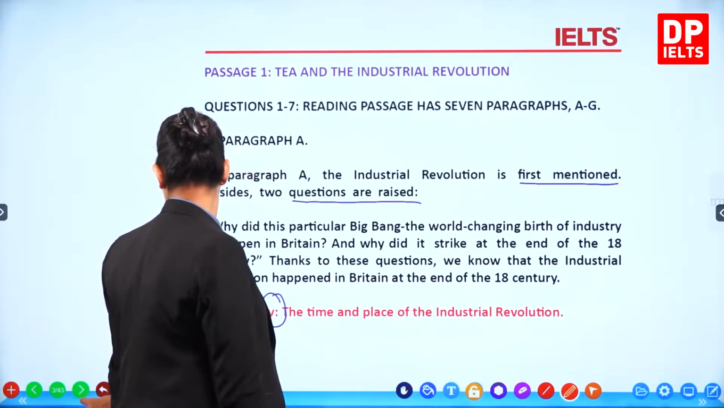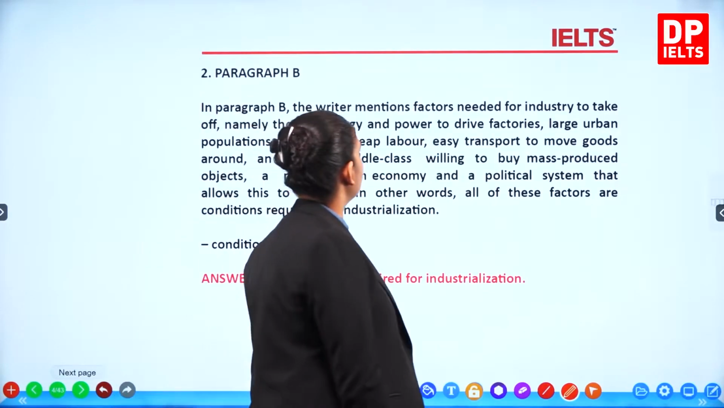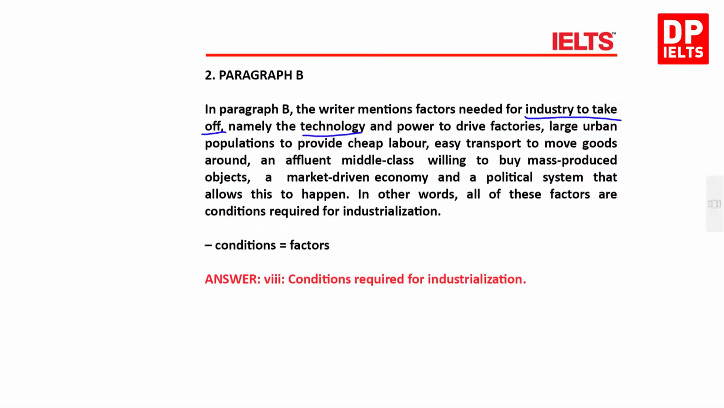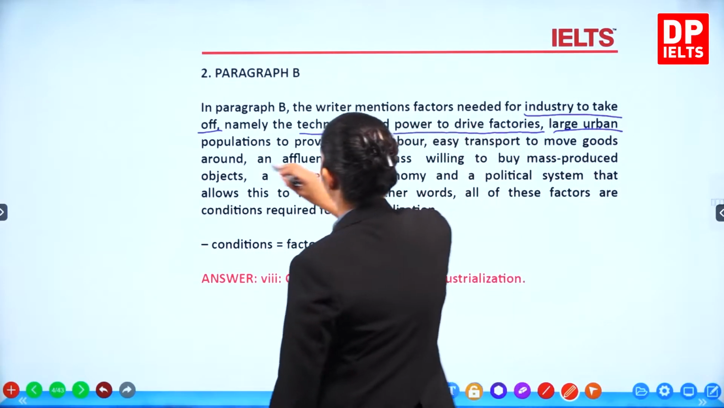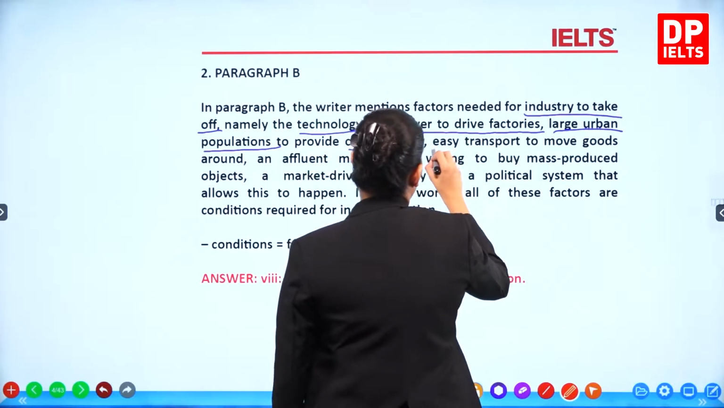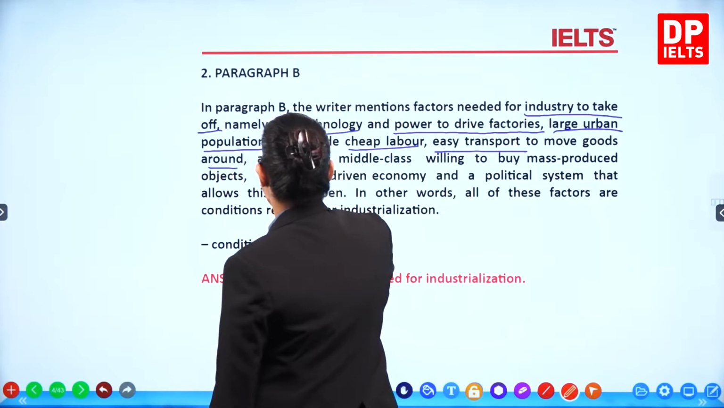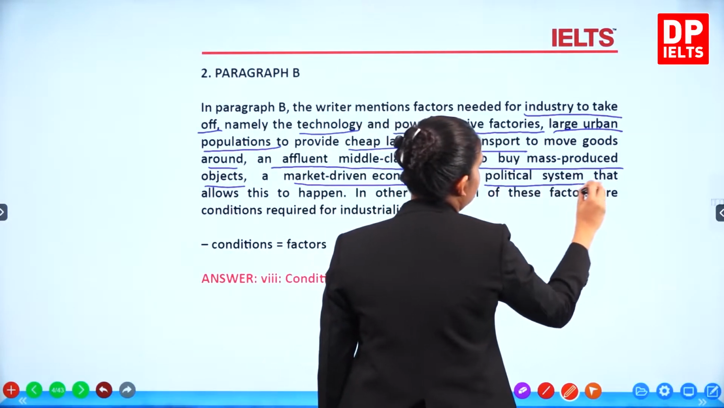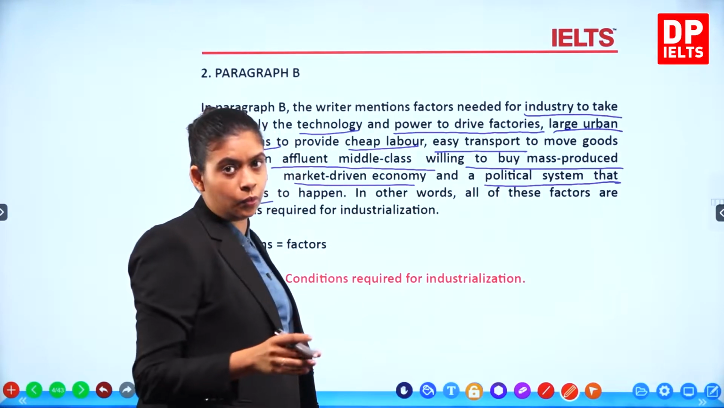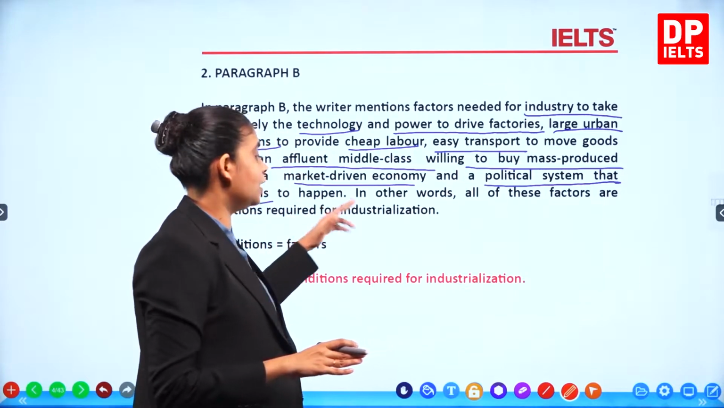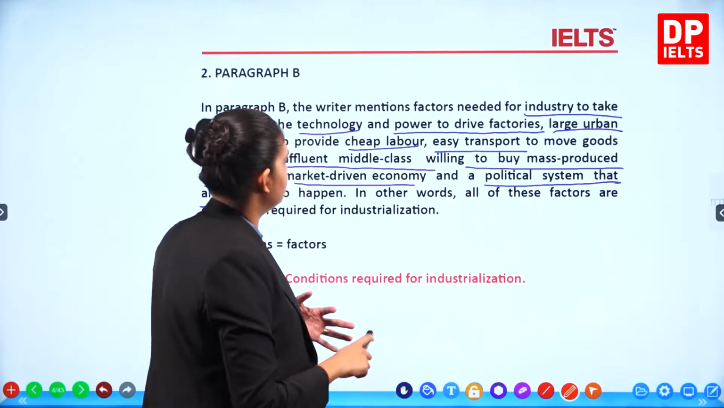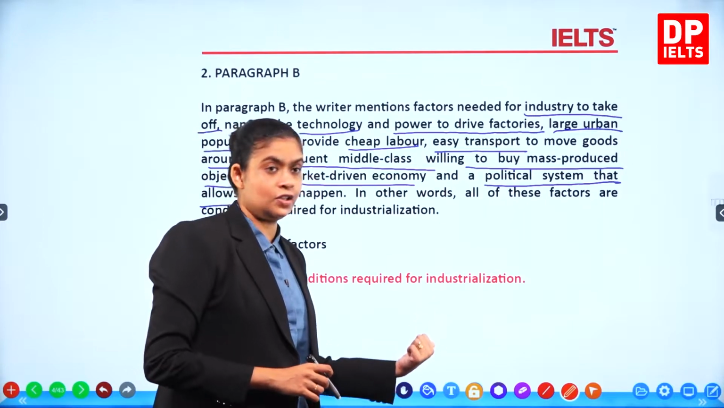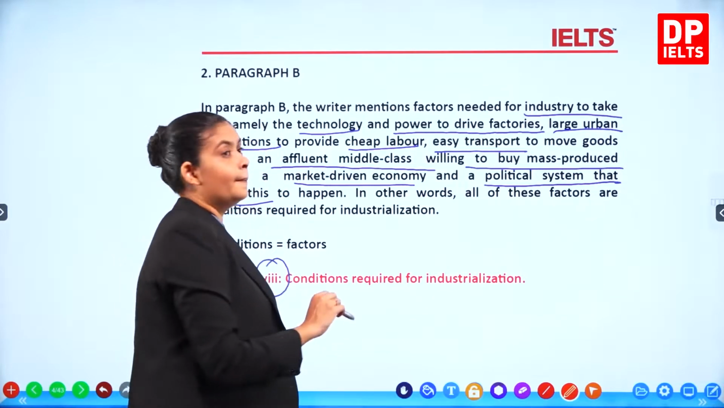Para B. In para B, the writer mentions factors needed for the industry to take off, namely the technology and the power to drive factories, large urban populations to provide cheap labor, easy transport to move goods around, and a fluent middle class willing to buy mass-produced objects, a market-driven economy and a political system that allows this to happen. In other words, all of these factors are conditions required for industrialization. Cheap labor, easy transport, willing to buy mass-produced objects, market-driven economy. So, conditions required for industrialization, the answer is definitely 8.